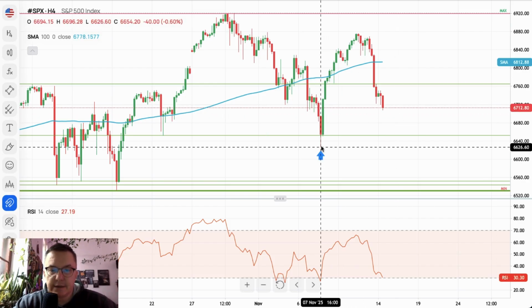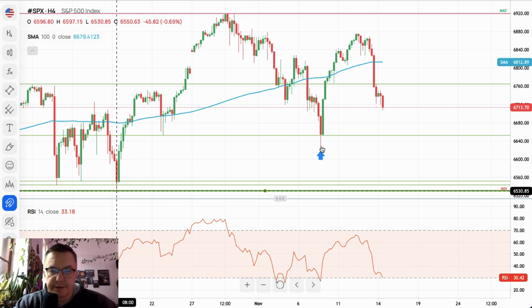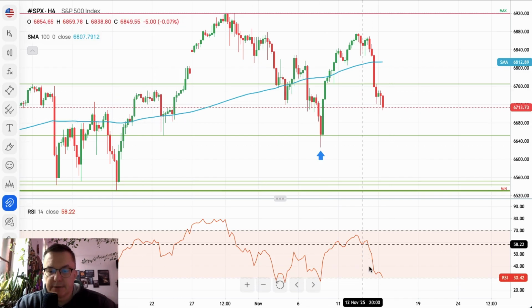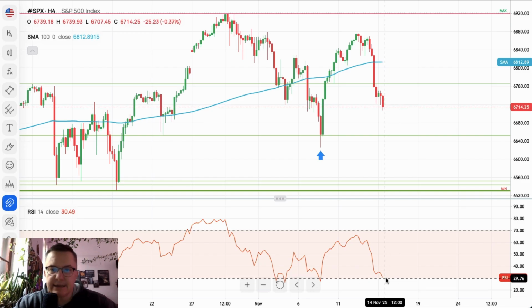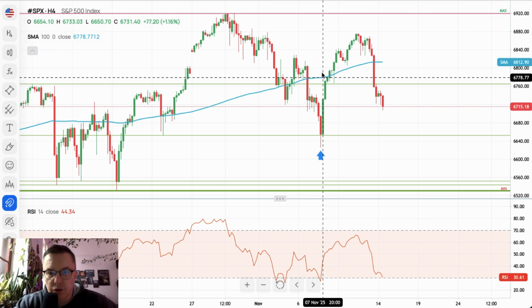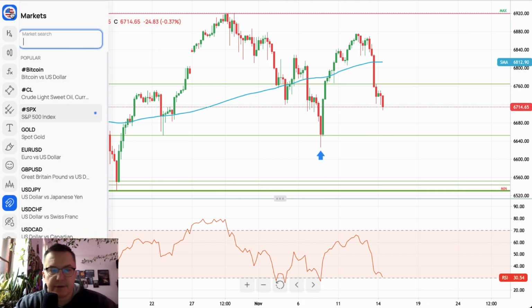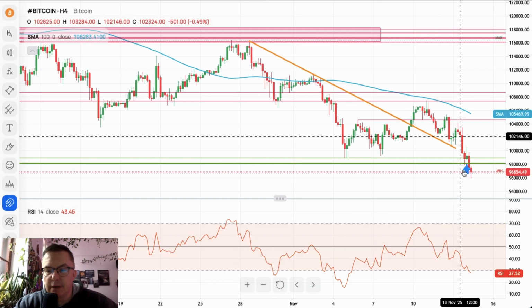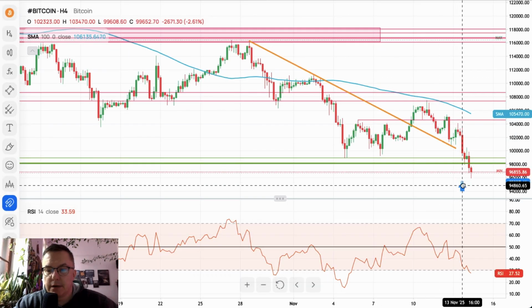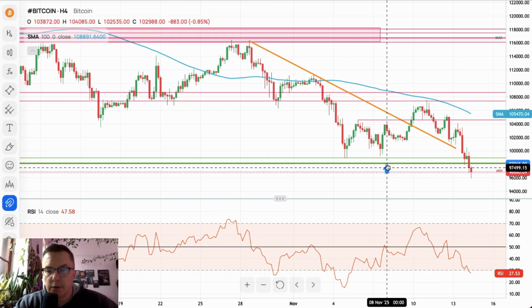Next target is this local low, 6,626. Obviously this is the major technical support. Nevertheless, momentum is still negative, almost hit extremely oversold conditions. Bears are in charge of this market, at least in the short term, so more downside should be expected on the S&P 500. And last but not least, Bitcoin makes another swing low.